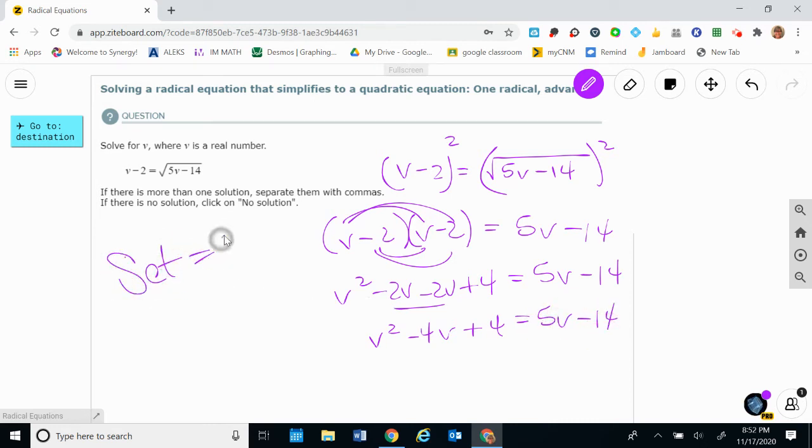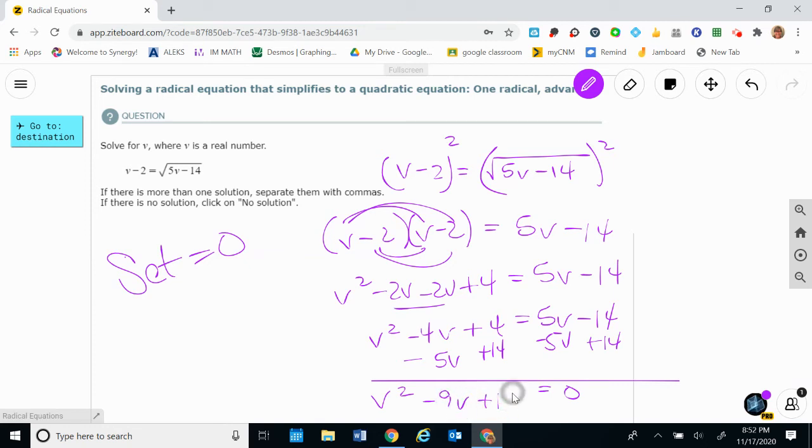Set it equal to 0. Okay, got to set it equal to 0 to use the zero product rule. So we're going to subtract 5v from both sides. We're going to add 14 to both sides. And this side is going to be 0. And this side is going to be v squared minus 9v plus 18.